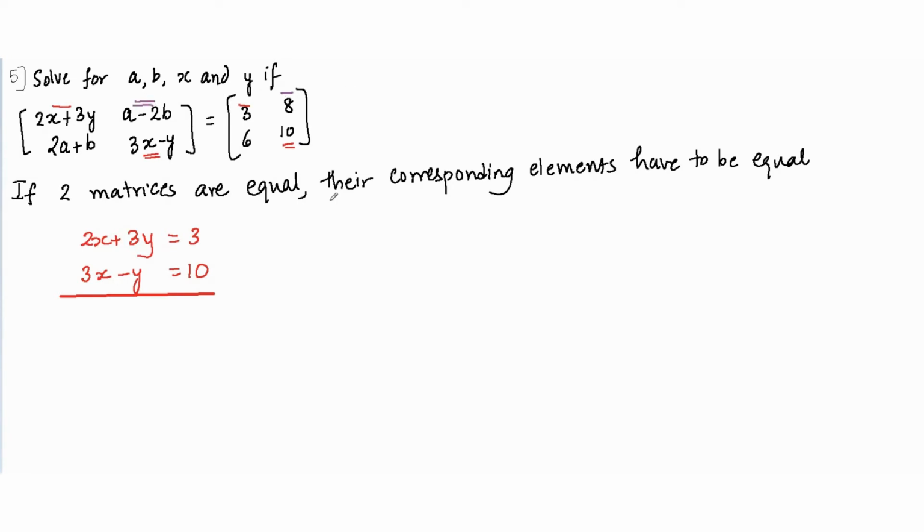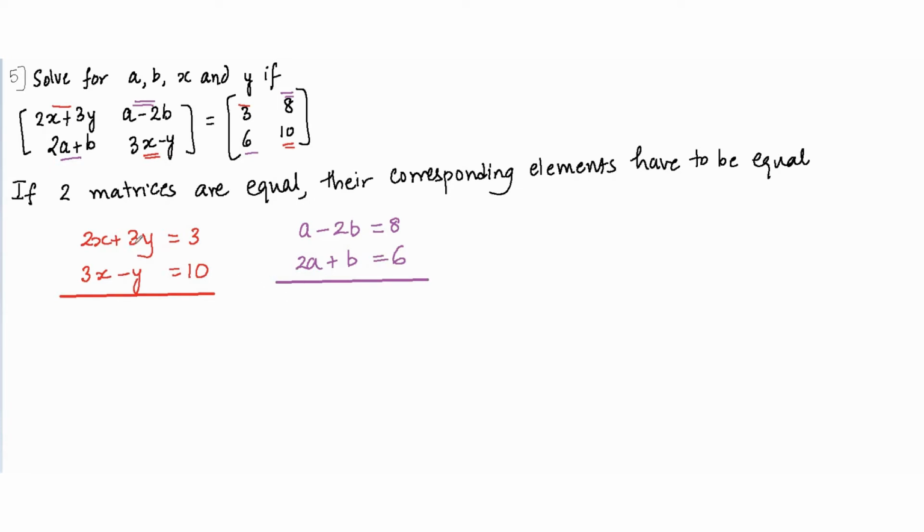Similarly, let's take a look at the next corresponding elements. A minus 2b should be equal to 8. So a minus 2b is equal to 8 and 2a plus b is equal to 6. So now again, if I take this particular set of simultaneous equations and I solve for a and b, I will get all the four variables.